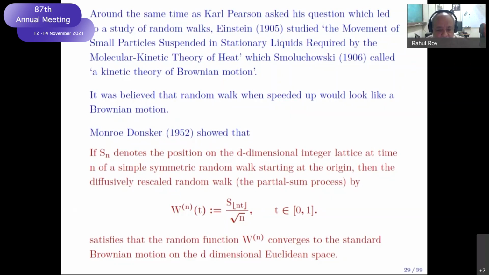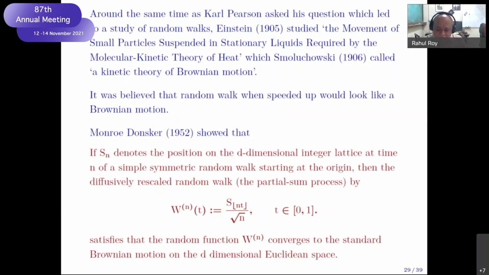Monroe-Donsker in 1952 showed that if Sn denotes the position in the d-dimensional integer lattice at time n of a simple symmetric random walk (simple symmetric means each neighboring edge has equal probability of being moved to) starting at the origin, then the diffusively scaled random walk, Wn of t, which is S of the integer part of n times t, divided by square root n, satisfies that the random function Wn converges to the standard Brownian motion on d-dimensional Euclidean space.